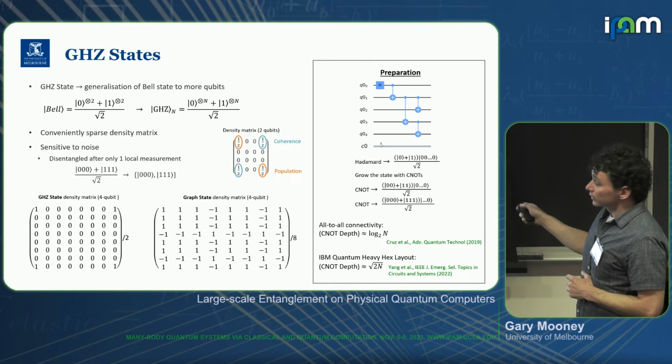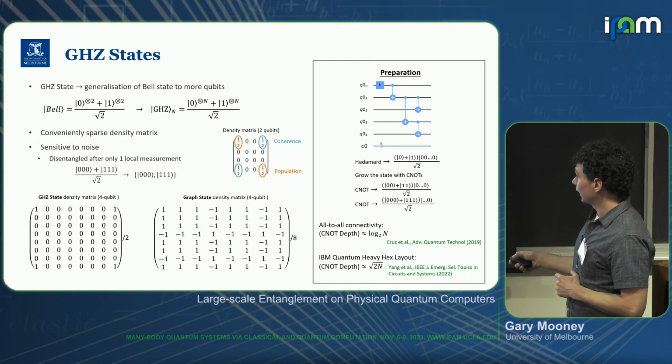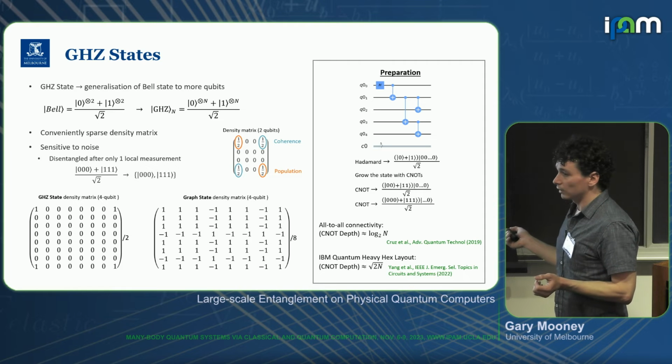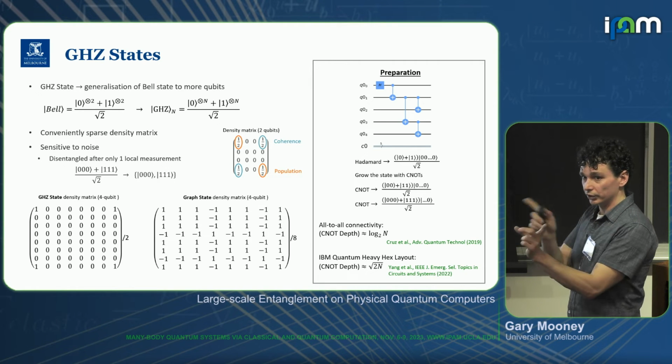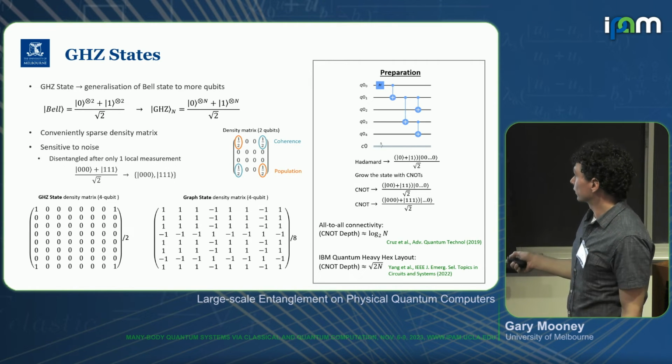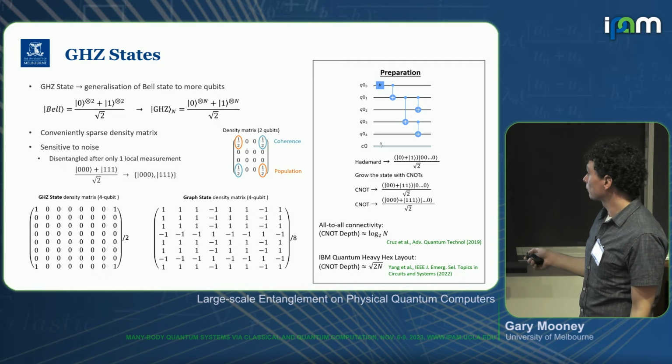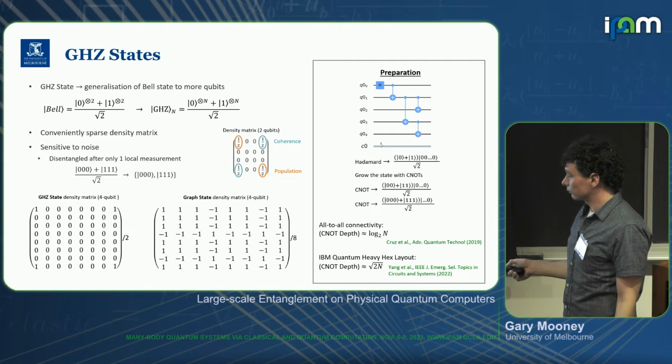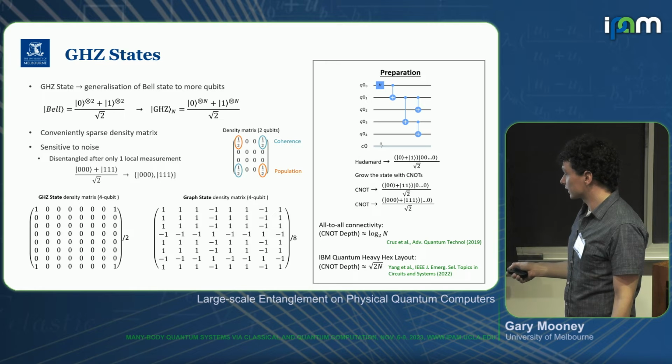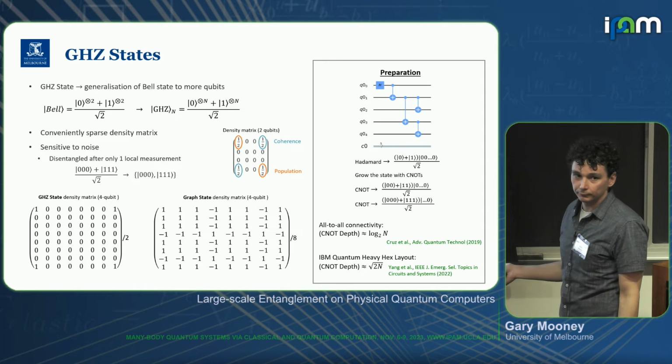And in terms of the circuit depth, if you didn't care about the hardware constraints of which qubits are connected to which ones, you've got this log2 n scaling. But on the IBM devices, it scales like this, square root of 2n.